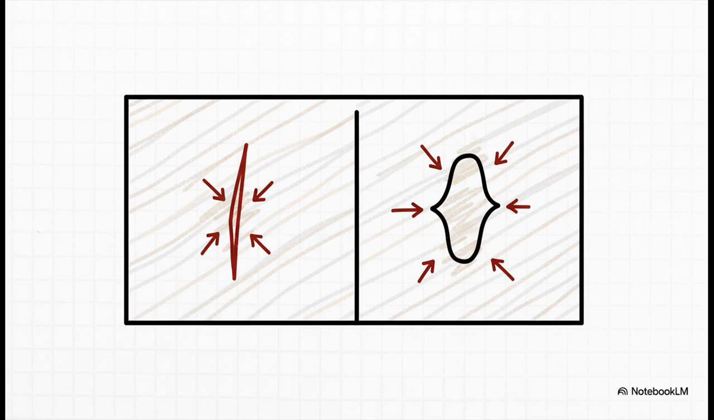Now, why should you care? Well, a stab wound that runs parallel to these lines won't open up very much. It'll look like a thin slit. But if a wound cuts perpendicular to them, that tension pulls it wide open, making it gape a lot more.